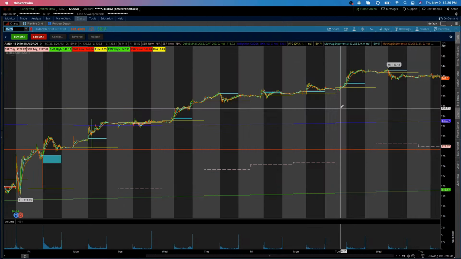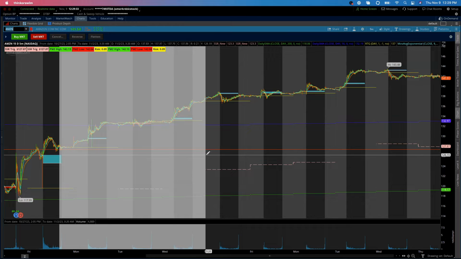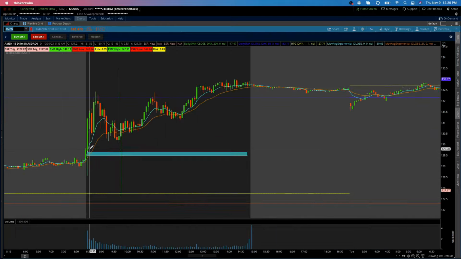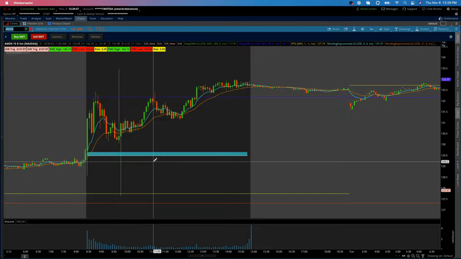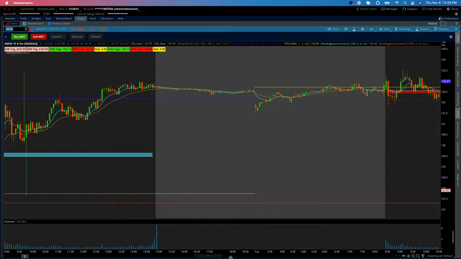But yeah, let's take a quick look at Amazon. I'm going to show you guys how you can buy it, and then I'm going to head out. So Amazon, same thing. Doesn't matter whether it's a SPY or Amazon. It's working. Above, I want to be bullish. Below, I want to be bearish.